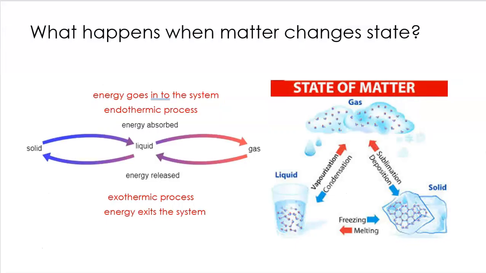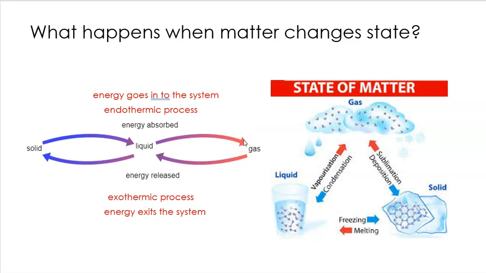Next up, we have what happens when matter changes state. Energy going into a system is called an endothermic process. That means energy is being absorbed by the system. If something goes from a solid to a liquid to a gas, it's got to heat up, and so energy has to enter the system.